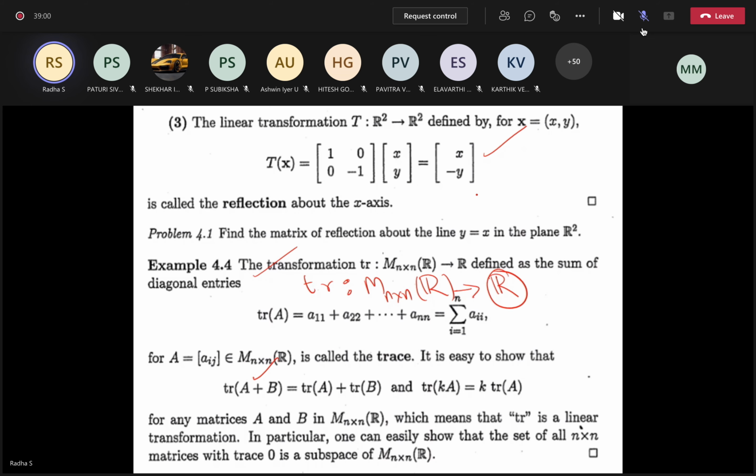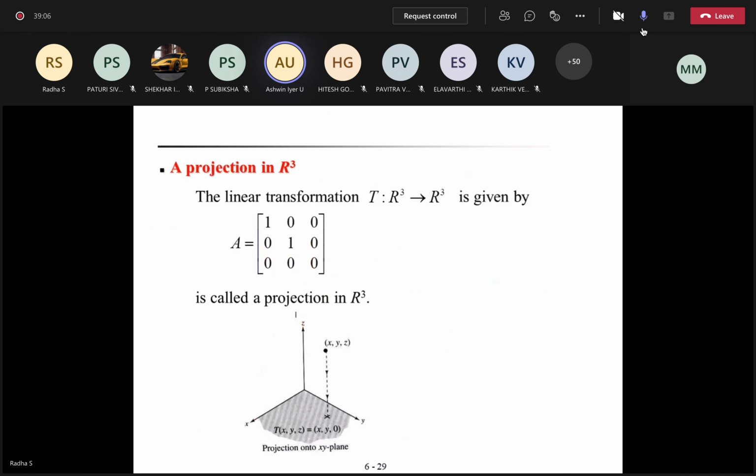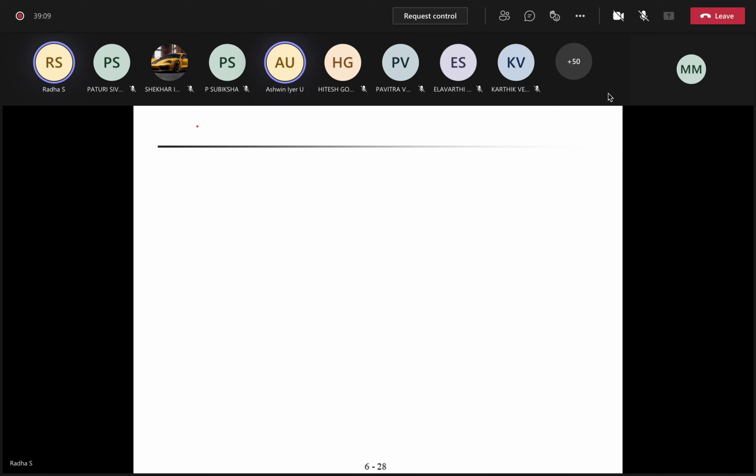Do you know what we mean by trace of a matrix? The sum of the diagonal elements. See, they are defining a mapping from M n cross n over R. What is the meaning of this? We are taking an n cross n square matrix. So trace is basically a function that takes a square matrix and gives out a real number.